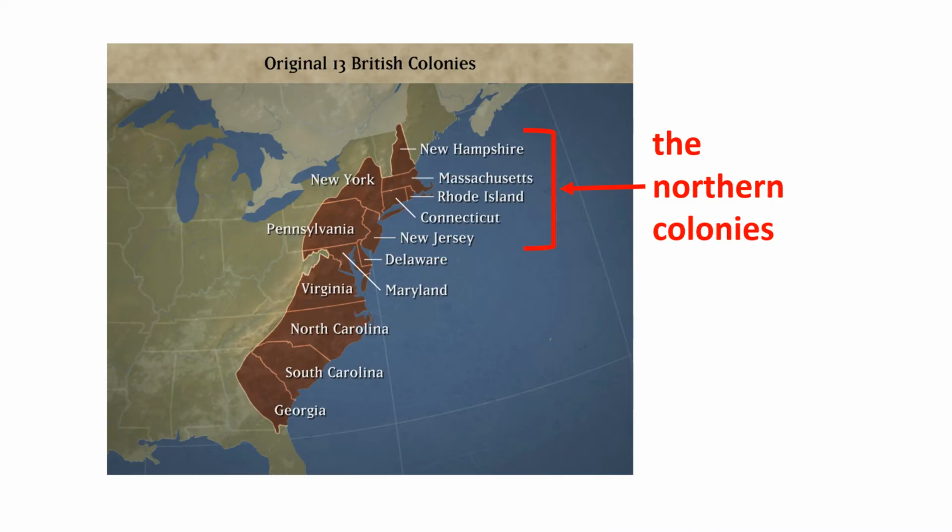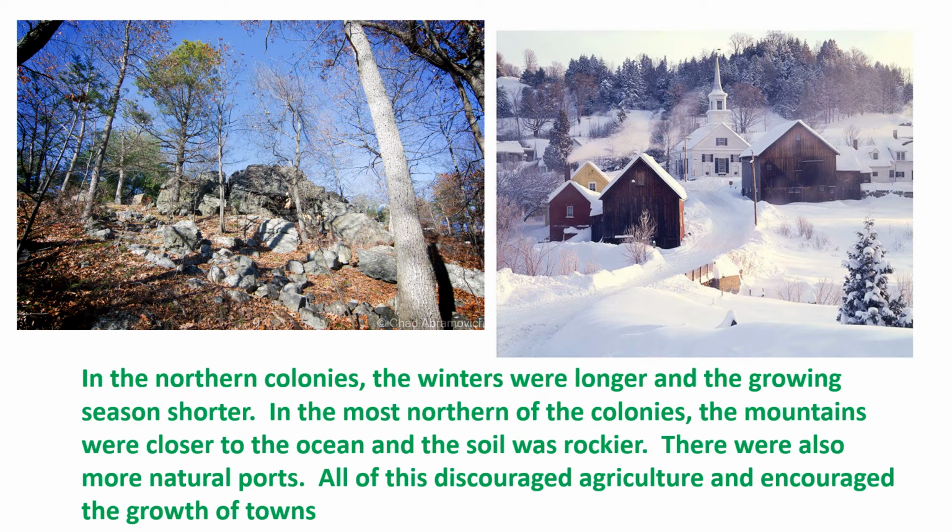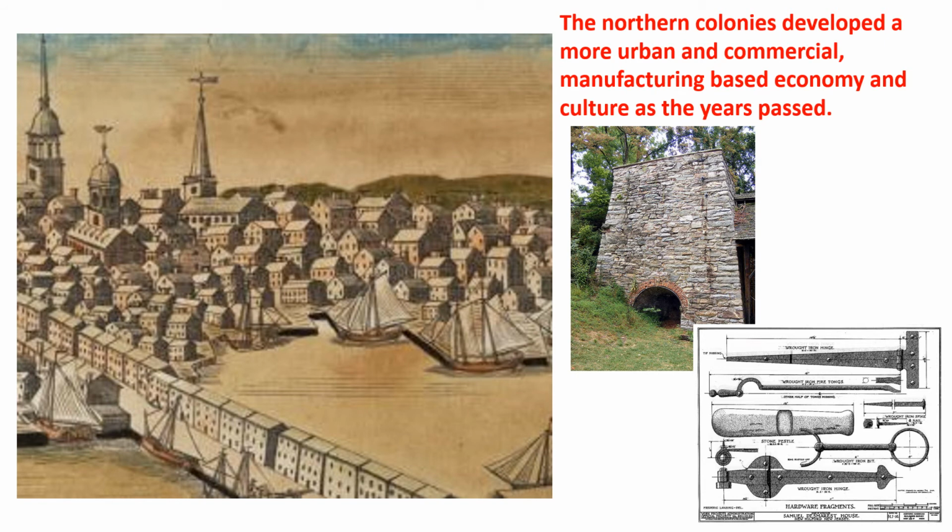First, I'm going to look at the northern colonies. We're talking about the areas from New Hampshire and Massachusetts down to about New Jersey. In general, in the northern colonies, the winters were longer and the growing season shorter. In the most northern of the colonies, the mountains were closer to the ocean and the soil was rockier. There were also more natural ports. All of this discouraged agriculture as the primary industry and encouraged the growth of towns. The northern colonies therefore developed a more urban and commercial, manufacturing-based economy and culture as the years passed.